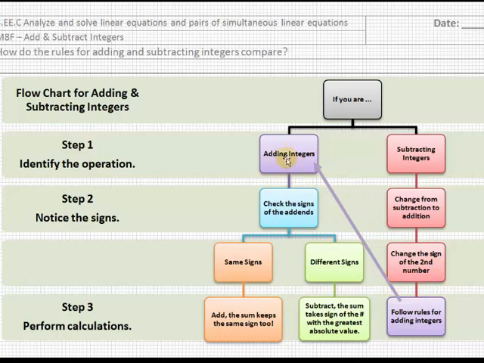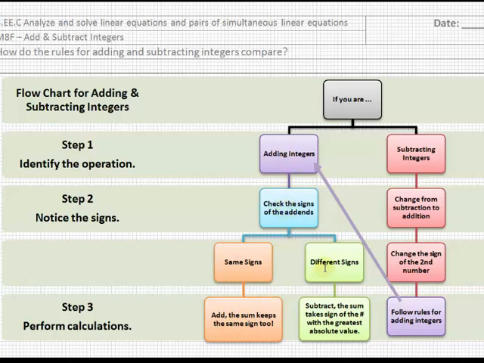So when adding integers, you first have to check the signs of the addends. If you're adding 2 positive values or 2 negative values, you're going to add as you would expect to, and the sum will keep the same sign. So if you're adding 2 negative numbers, you're going to add those values together, and your answer should be more negative. If you're adding 2 values that are both positive, you're going to add them together, and you're going to get a sum that is more positive.